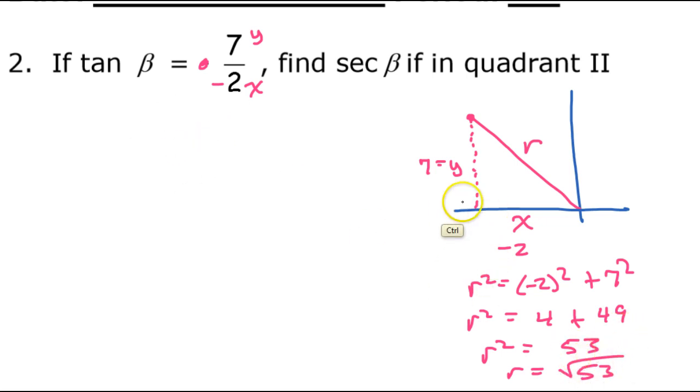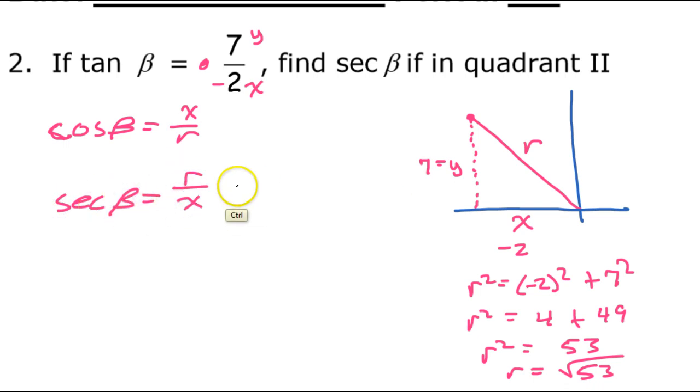Okay, so now we have x, y, and r. So we're supposed to find the secant of angle beta. Secant is the reciprocal of the cosine function. So we know that cosine of any angle is x over r. So that means that secant is going to be r over x. So in this case, that's going to be radical 53 over -2.